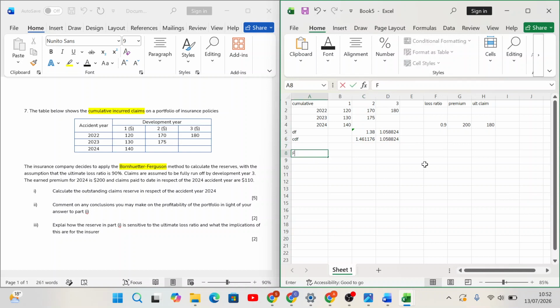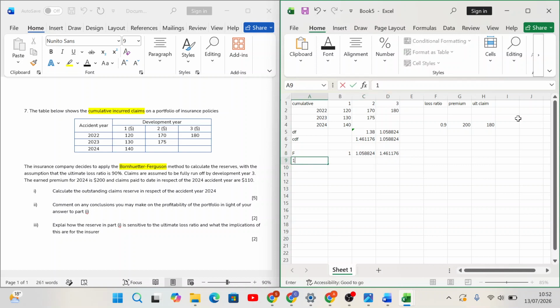From there, we go on to calculate the factor F. Here we have 1, always 1. And then here, it will be the CDF for year 3. And here, it will be the CDF for year 2. We are interchanging these values. You have to be really careful about this part here.